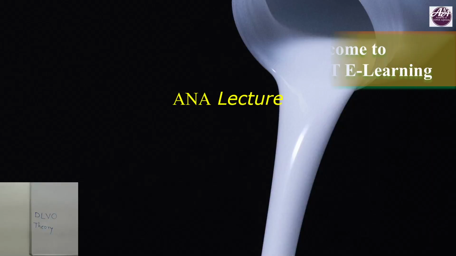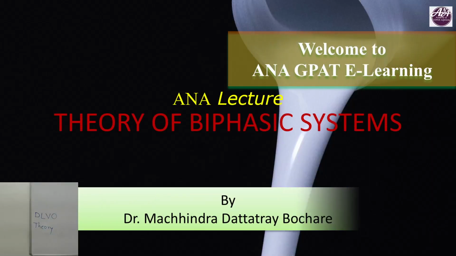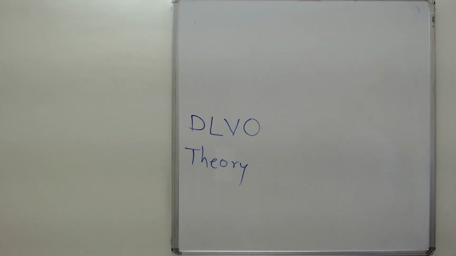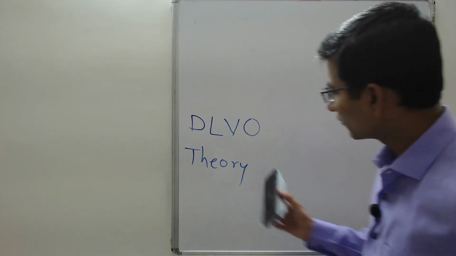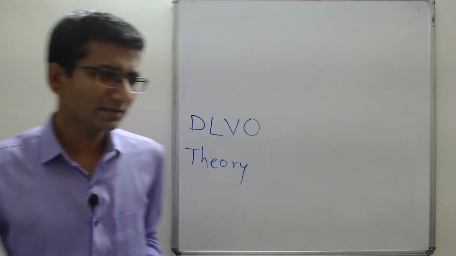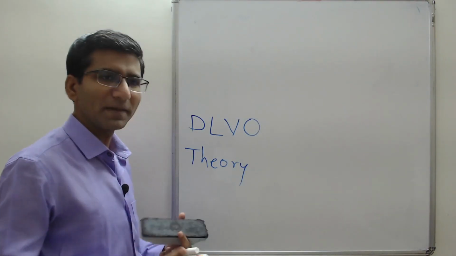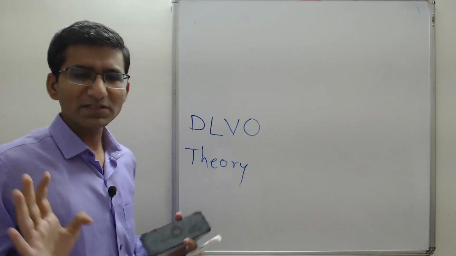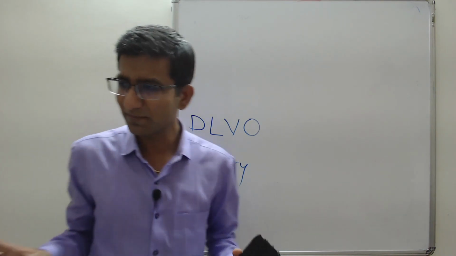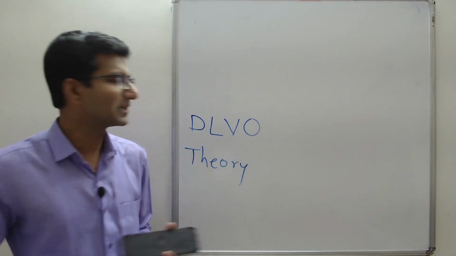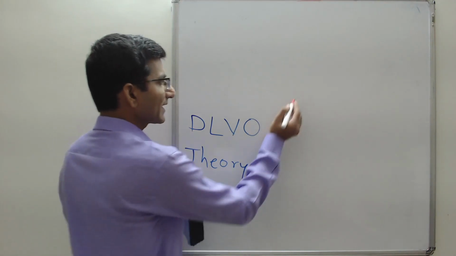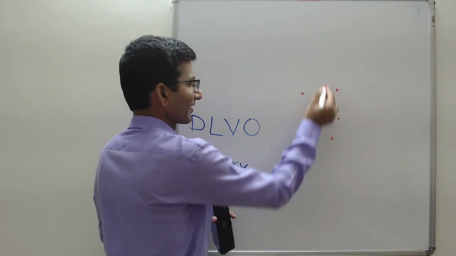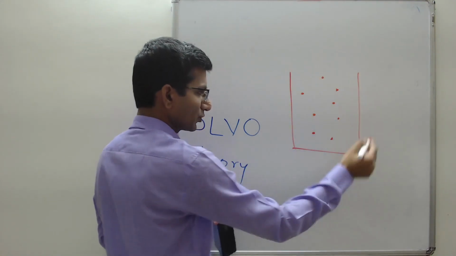This is the last video about the theoretical part of biphasic system, where we will learn DLVO theory. Before moving to DLVO theory, let us revise the theoretical part which we have already learned about biphasic system. In a biphasic system, two phases are there: a dispersion medium, in which the dispersed phase is uniformly dispersed. We expect that the dispersed phase should remain dispersed, correct, and there should be no aggregation.